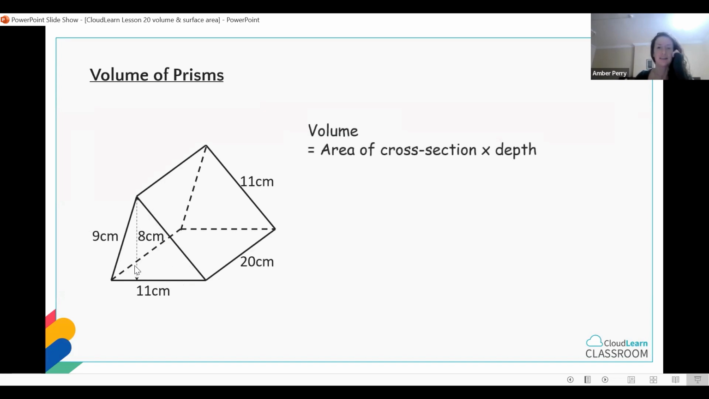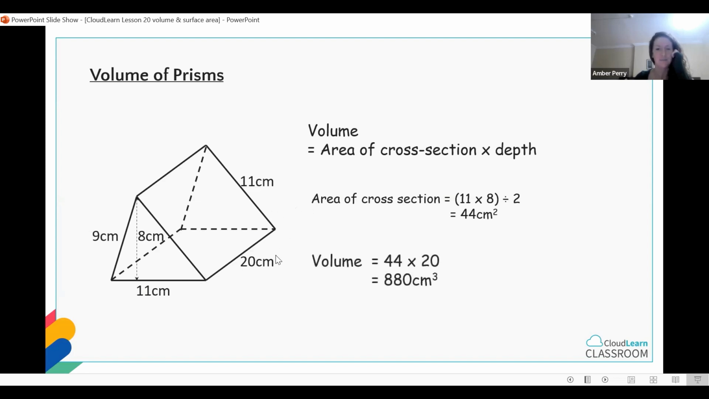So putting that in then, we're going to first of all find the area of the cross section. That's 11 multiplied by 8 divided by 2. So that gives us 44 centimeters squared for the area of the cross section. And then multiplying that by the depth, we're going to multiply that whole area by 20. And we've got 44 times 20 comes to 880 centimeters cubed. So that's the area of the cross section, that's the area of the triangle, multiplied by the depth.